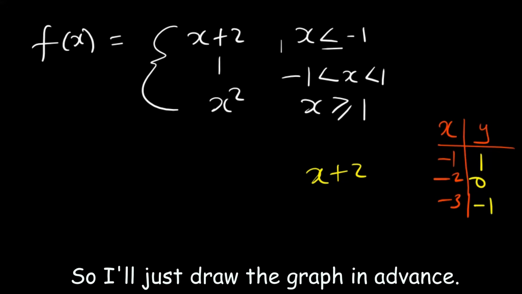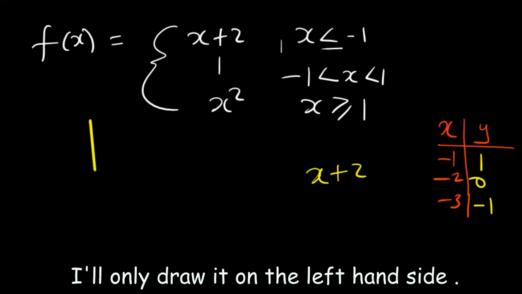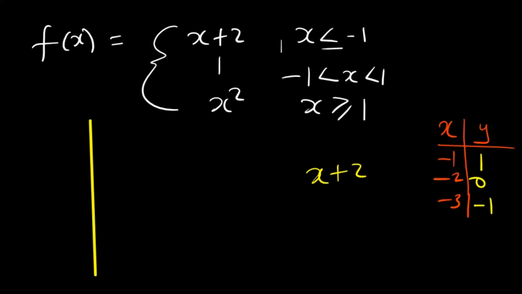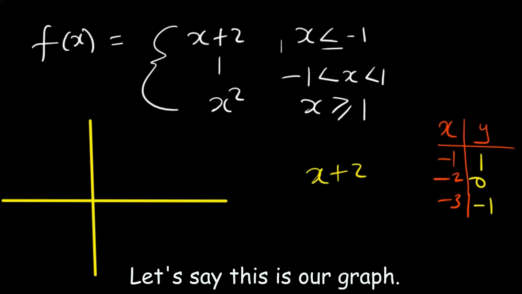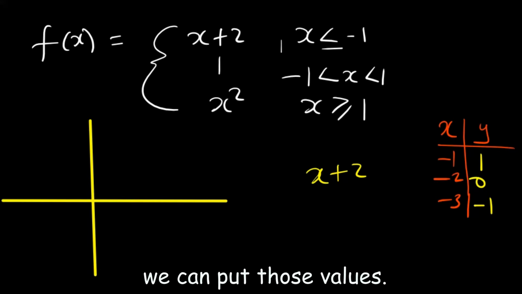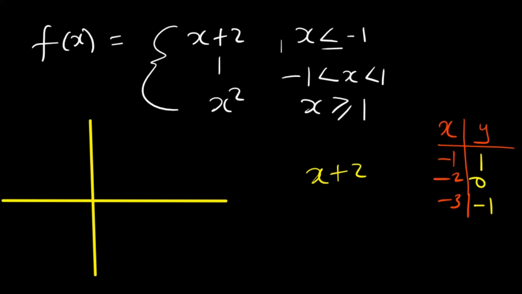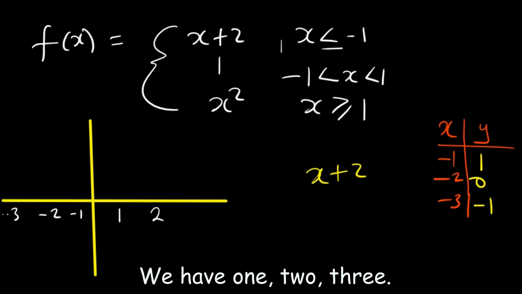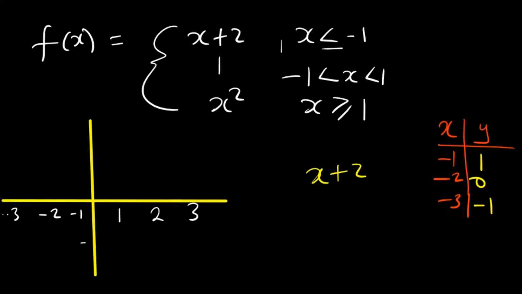So allow me to just draw the graph in advance, on the left hand side, this side. Let's say this is our graph. Okay, we can put those values. Let's say we have negative 3 here, negative 2 here, negative 1, then 1, 2, 3. Then we have negative 1 here, negative 2, negative 3. Let's say on this side we have like 1, 4, let's say 7, 9.